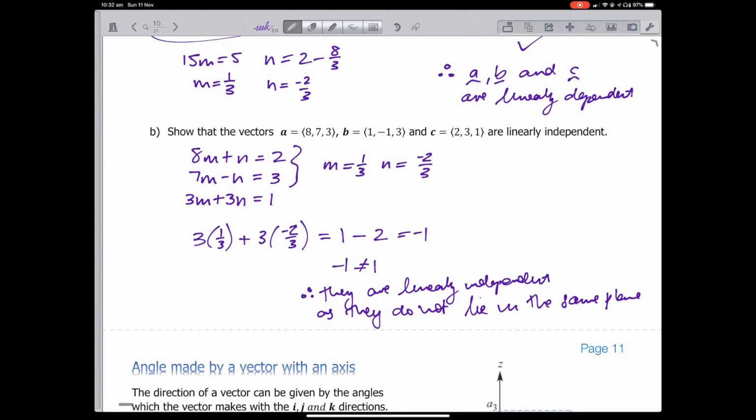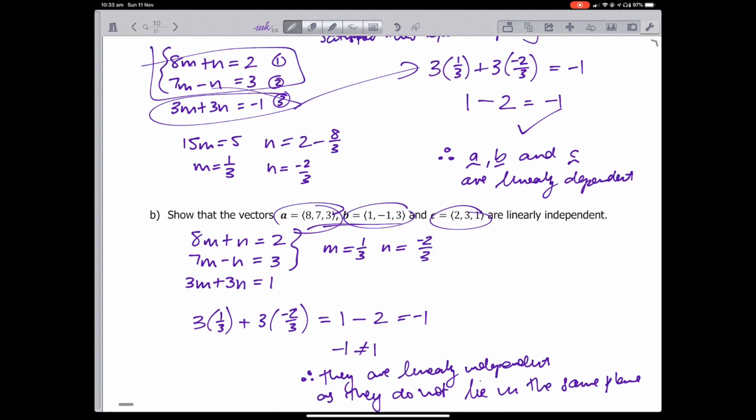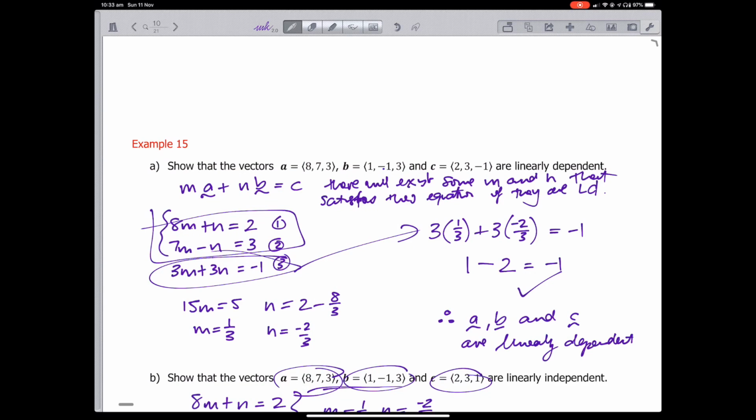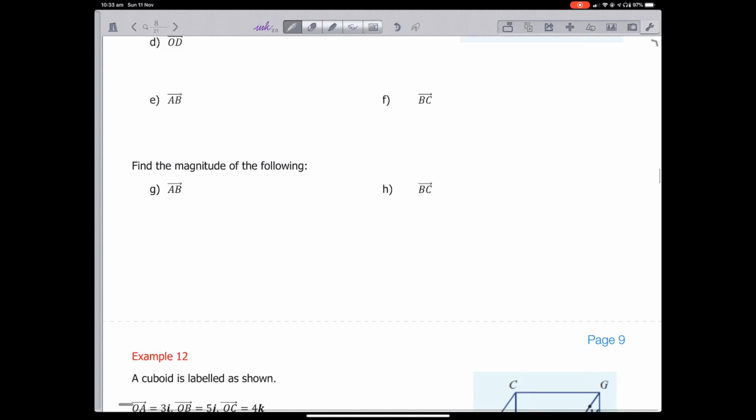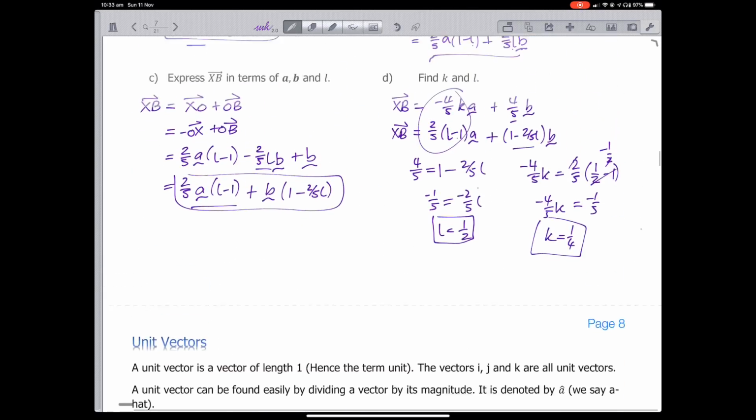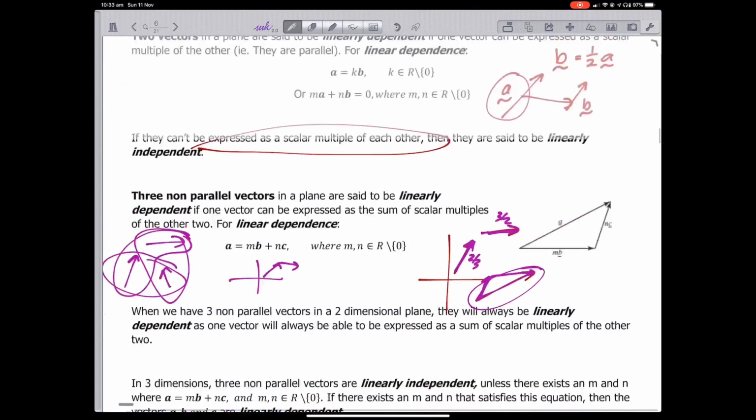So with this, I couldn't use these two vectors. If I add them together, I couldn't make this third vector because they're not lying in the same plane. If they did lie in the same plane, then I could, but because they don't, I can't. So that's what linearly independent is. And linearly dependent is when they lie in the same plane, and I can use two vectors to make the other vector. So let's just quickly refresh.